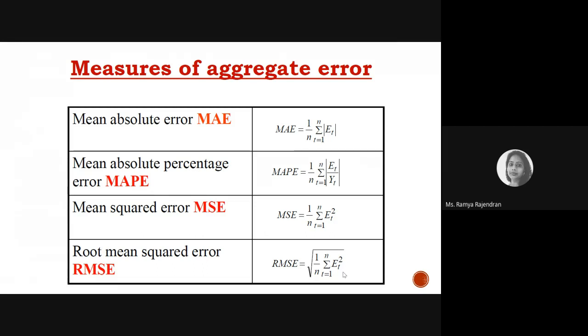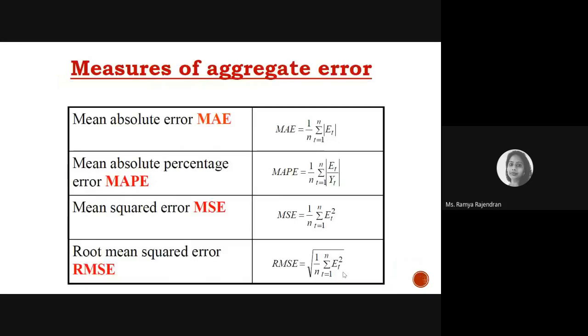So there are 4 measures of aggregate error used to validate your time series forecasting model. First one is mean absolute error, which is your average absolute error. The formula is summation of error divided by n. The second one is mean absolute percentage error, where you are taking the average of your absolute percentage error. Third one is the mean square error, which is the average of squared error. RMSE is the square root of your mean square error. Okay, you have to really know this before we get into the different techniques of time series.